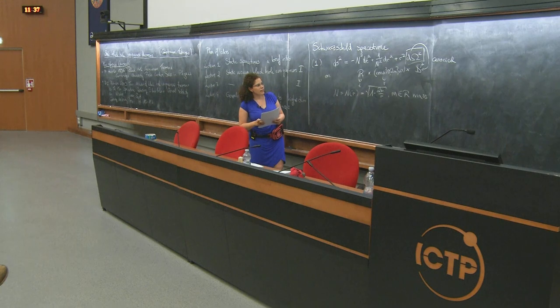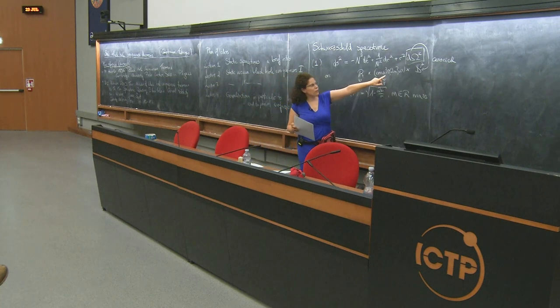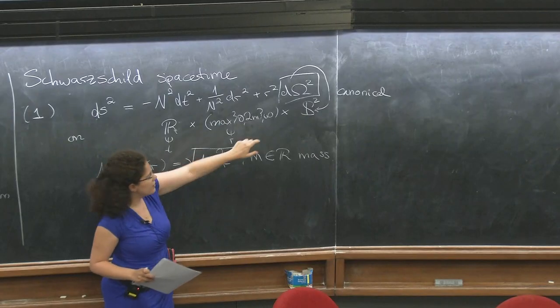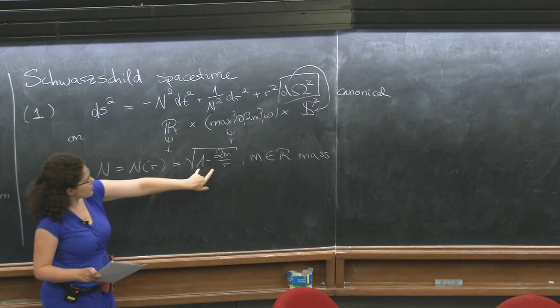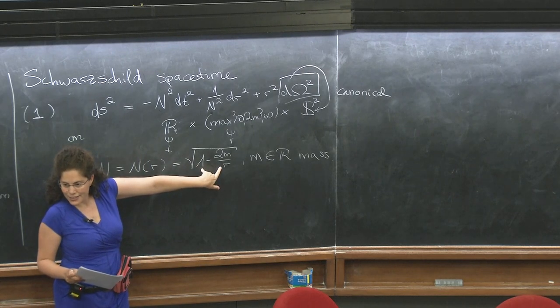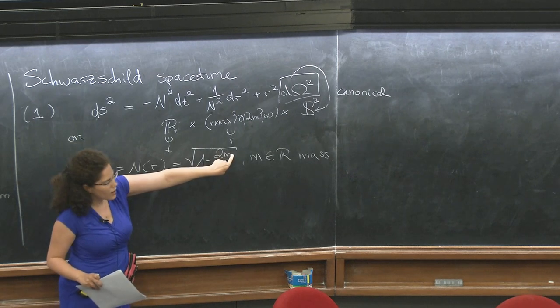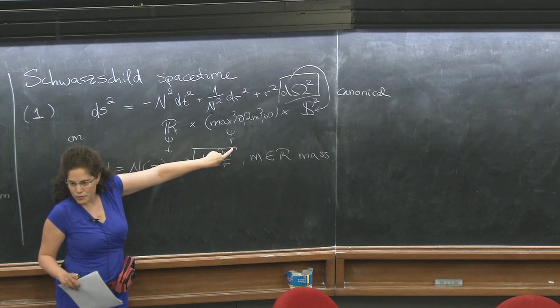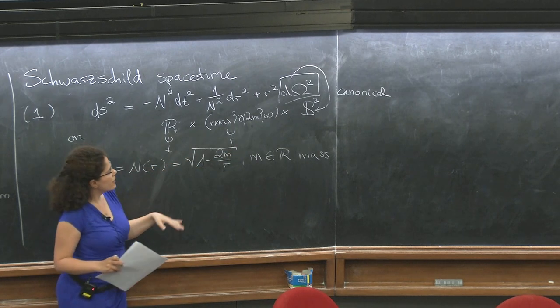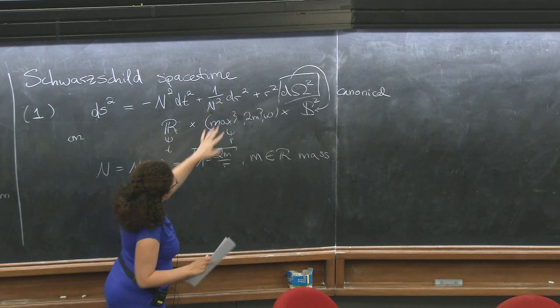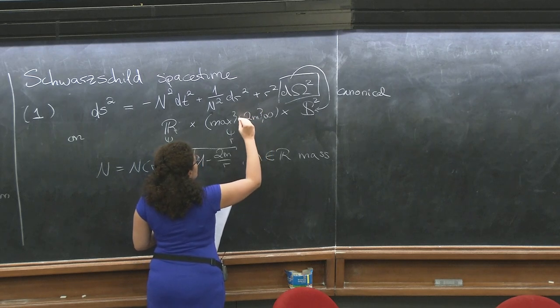Pardon? In the bracket, the max of 0 and 2m. Okay? Because you need the square root to be well defined. So you can't have r less than 0 or 0, and you need r to be larger than 2m if 2m is positive. And this goes to infinity.